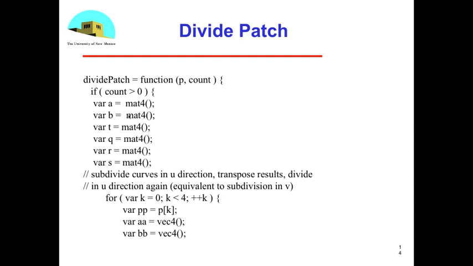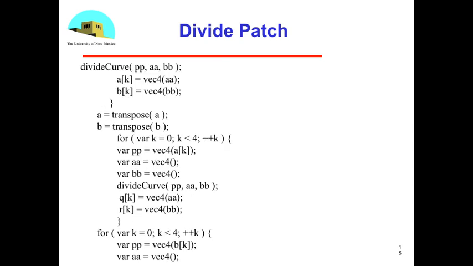So I'm creating a bunch of matrix 4s, 4 by 4s, to include the data. There's a divide patch function, which is the key to all of this, and that's going to use the divide curve function to give me the subdivisions in both U and V. So I set it all up and go through this here. I subdivide in one direction. I then transpose the data, which means I can essentially go through exactly the same thing by switching U and V through the transpose.